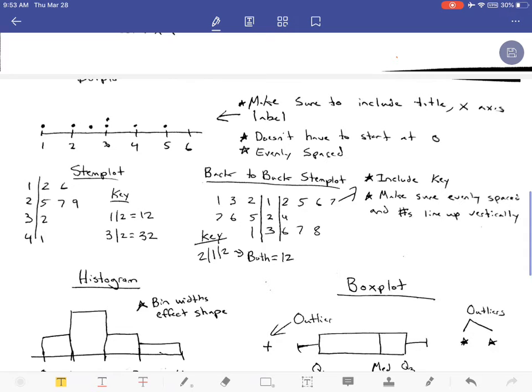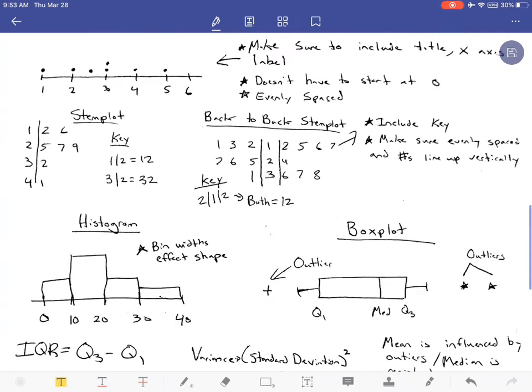The thing about the dot plot is it doesn't have to start at 0, so you can just start it with the lowest possible value, so you don't have all this blank space off to the left of the graph. Make sure that your notches are evenly spaced, and that's pretty much it for dot plots.